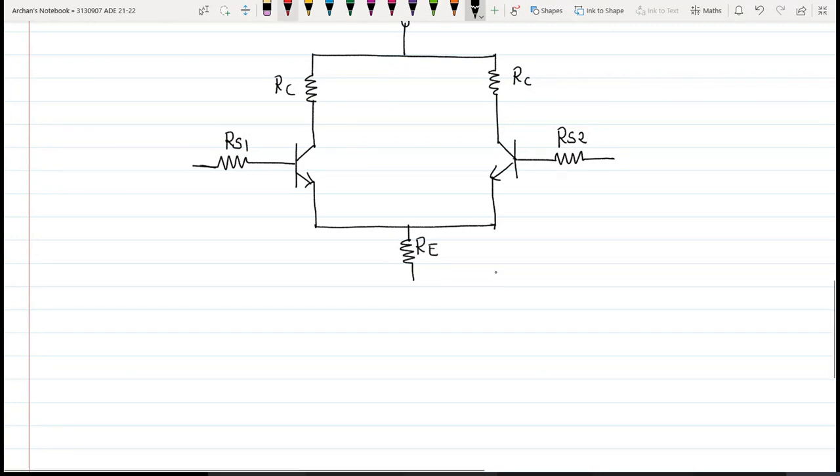Now, as I have told you, the input available at this RS1 is this one, sinusoidal, and the input provided at terminal 2 is 180 degrees out of phase, that is like this. How will we achieve these two opposite phases? By using a center tapped transformer. So here is what we are going to have, a center tapped transformer.